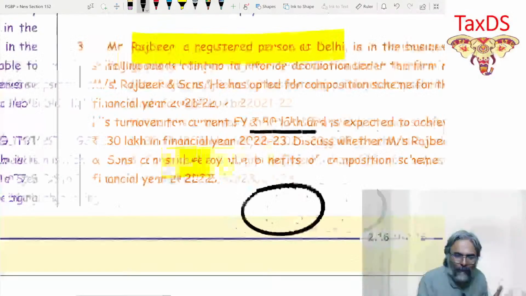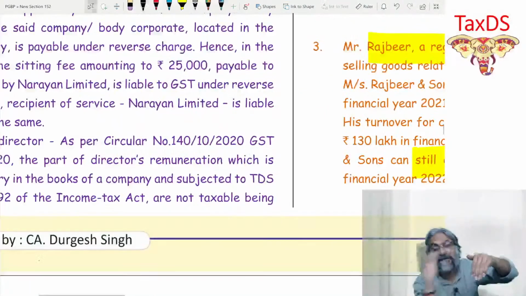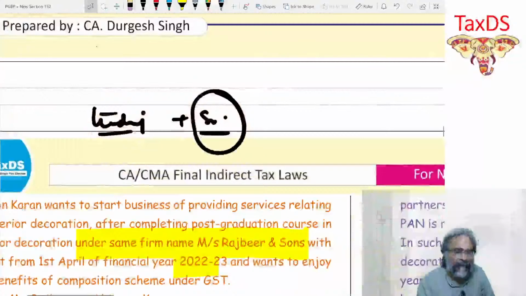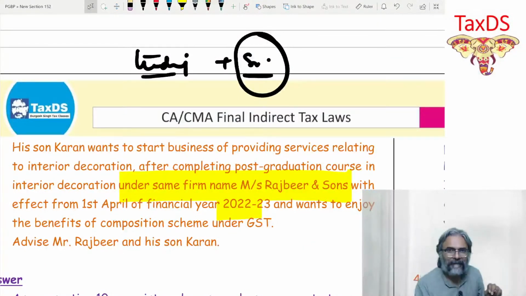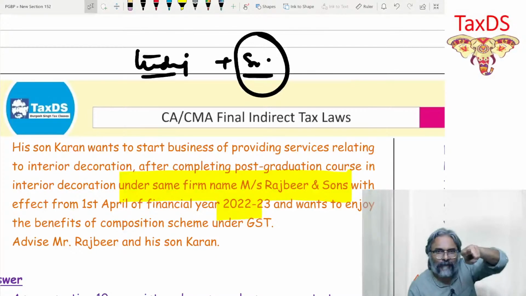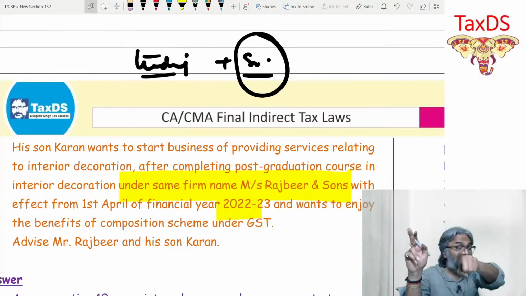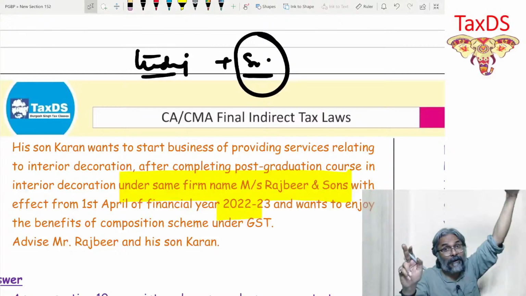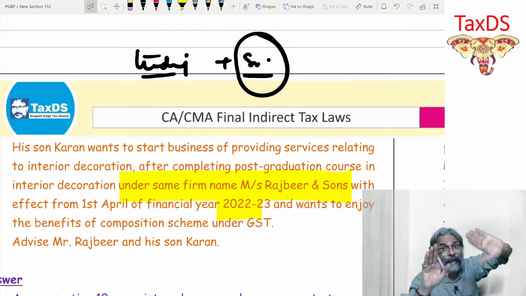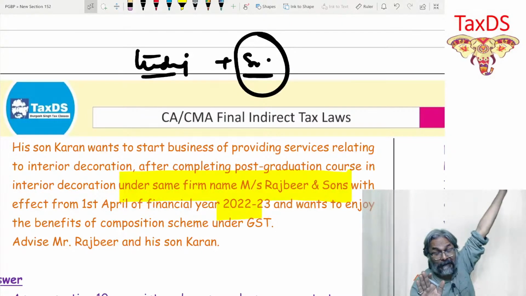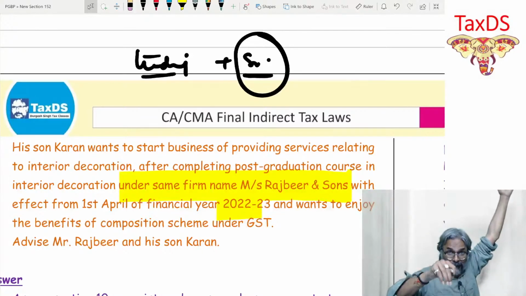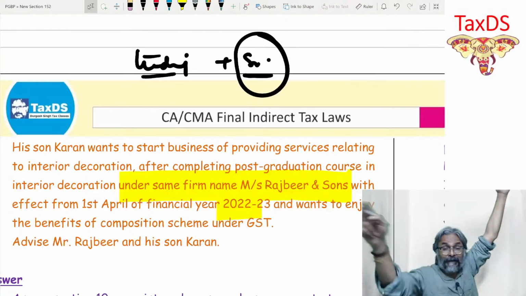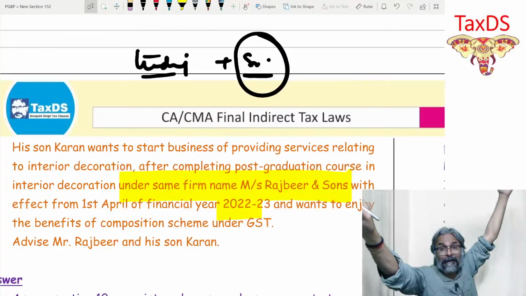Whereas now with Karan, the son who wants to do a service, this firm will become a partnership firm in the current year as per this new arrangement. And if it is a new firm, it has a new PAN number. Please understand, composition scheme is all about the PAN. Therefore, the last year's firm was with a different PAN, and this firm with Karan included would be having a separate PAN.